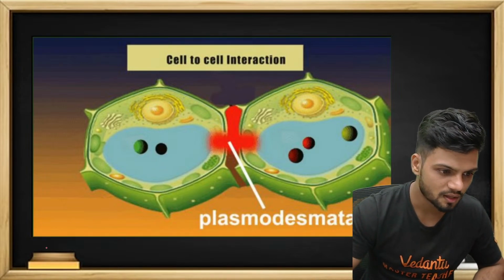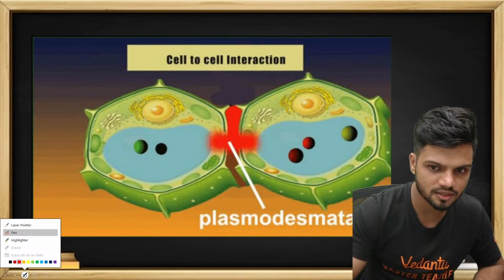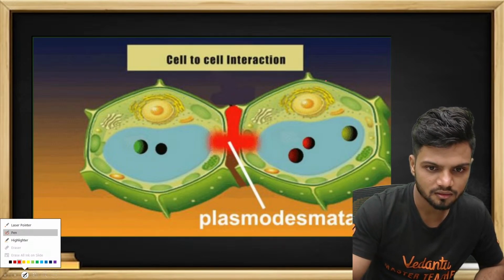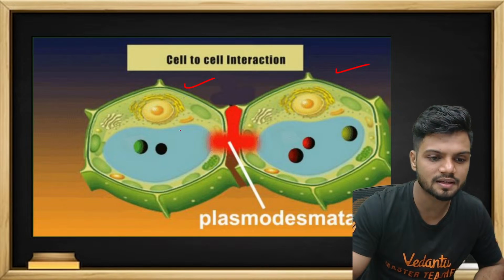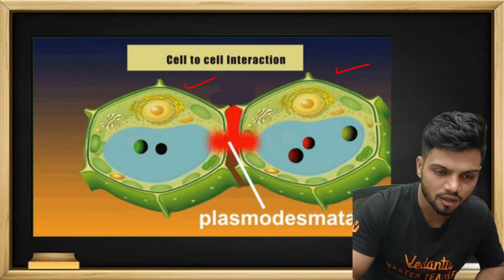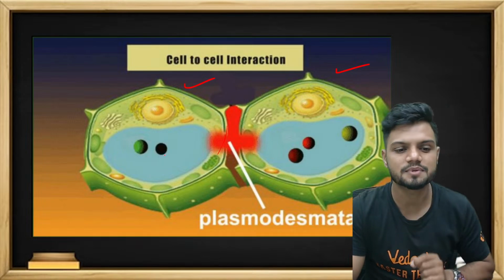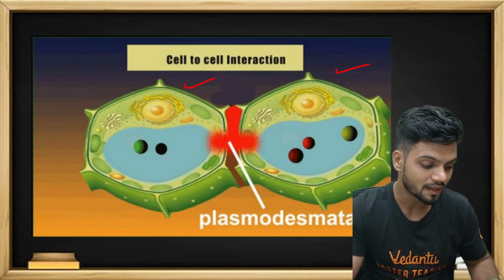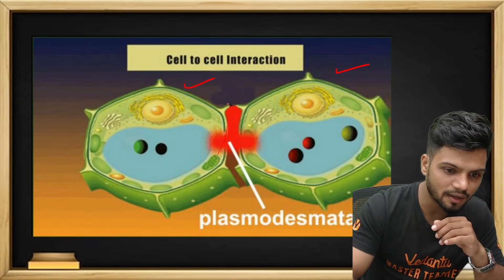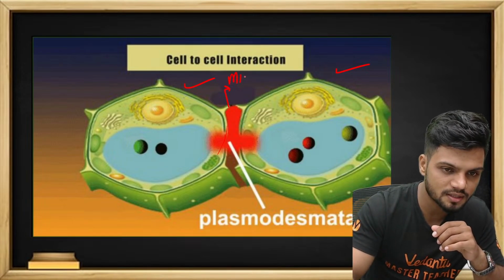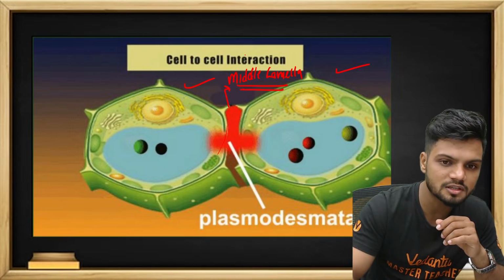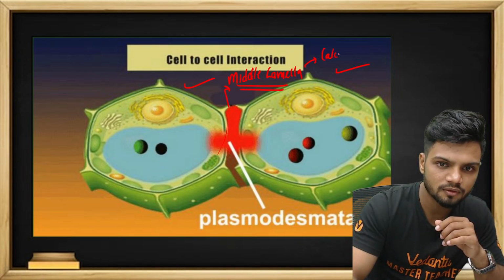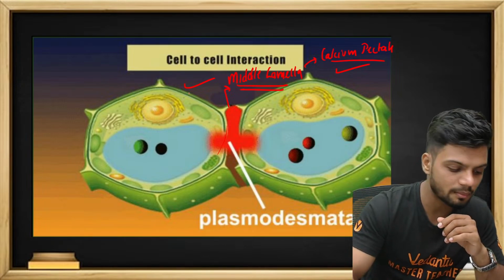See, this is called cell-to-cell interaction. Can you see? This cell is able to interact with this cell. How? Because within the cell wall, there are small gaps. This middle part is called the middle lamella, which is made up of calcium pectate.